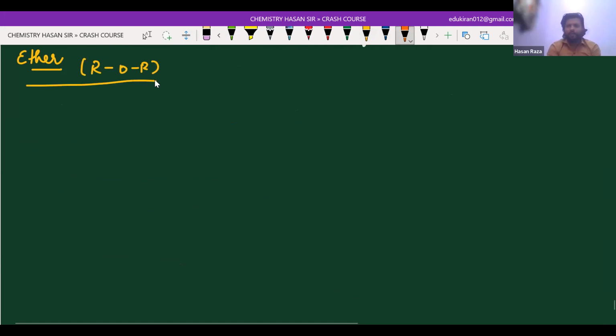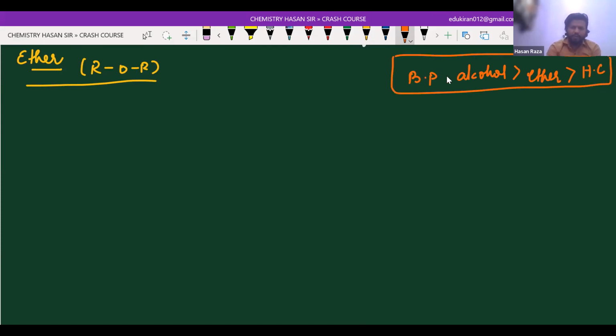Always remember that when you talk about boiling point, alcohol will have more boiling point than ether, then hydrocarbon. Why is it so? In alcohol there will be hydrogen bonding. In ether there will be no hydrogen bonding, but polarity will be there due to the electronegativity difference between carbon and oxygen, and hydrocarbon is non-polar. So if you are going to arrange them in increasing or decreasing order of boiling point, you have to take care of this.